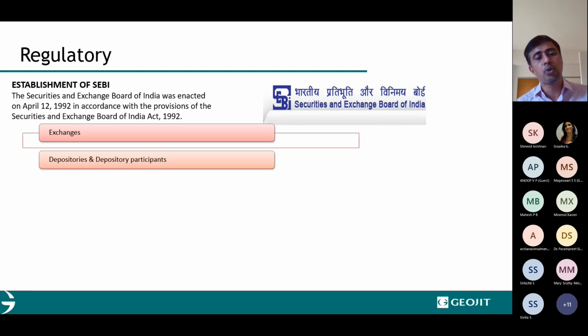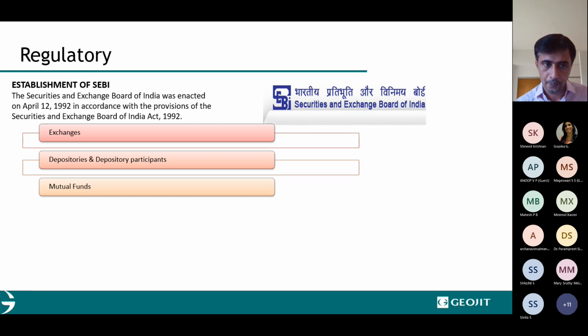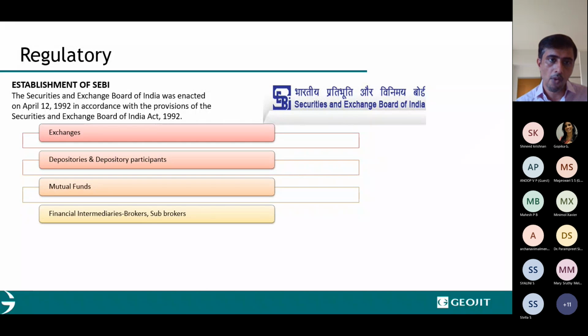Then we have the depositories and the depository participants. We know that there are 2 depositories in India, and depository participants like Geojit Financial Services is one of them. Then we have the mutual fund houses. Around 40 to 45 mutual fund houses are there in India at present. These mutual funds also work under the regulatory purview of SEBI. Then we have the financial intermediaries, brokers, sub-brokers, etc. So Geojit also falls in that kind of financial intermediaries.